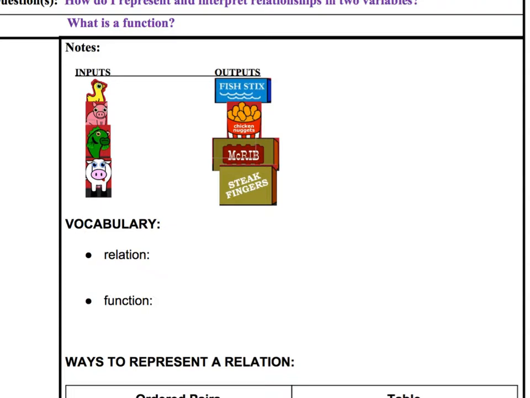Metamorphosis, excuse me. So we know that the chicken goes to chicken nuggets, pig goes to McRib, fish goes to fish sticks, and cow goes to steak fingers. So this relates our inputs to our outputs. This is called a mapping. We'll talk more about that in a bit.